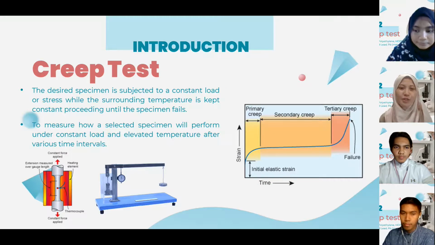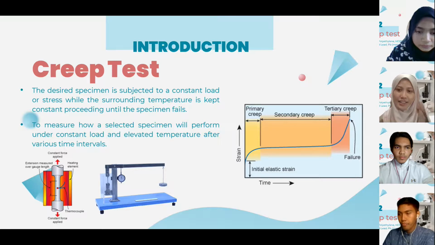So to know that, we need to run a creep test. A creep test is conducted by subjecting the specimen to constant load or stress while the surrounding temperature is kept constant until it fails. Specifically, it is performed to measure how a selected specimen will perform under constant load and elevated temperature after various time intervals. Then, the graph is divided into three regions, which are the primary region, the secondary region, known as steady-state creep, and lastly, the tertiary region.